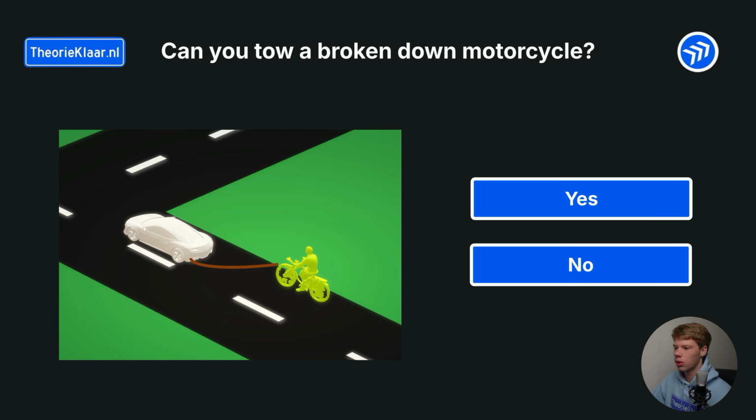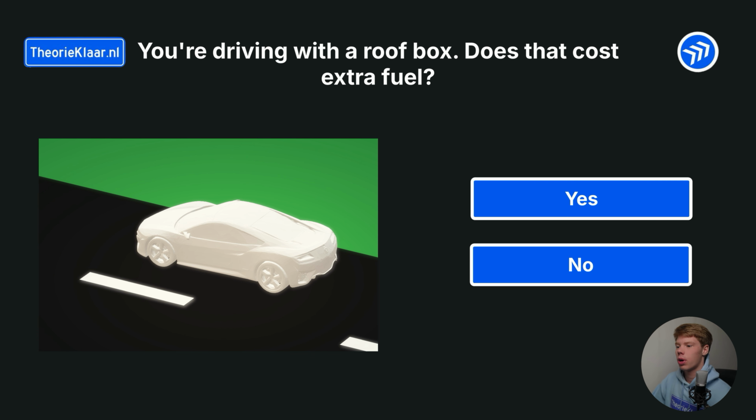Can you tow a broken down motorcycle? Yes or no? Then the right answer is no, don't do that. You are driving with a roof box. Does that cost extra fuel? Yes or no? Yes, that is because the roof box makes the car heavier and it disrupts the smooth airflow over your car.